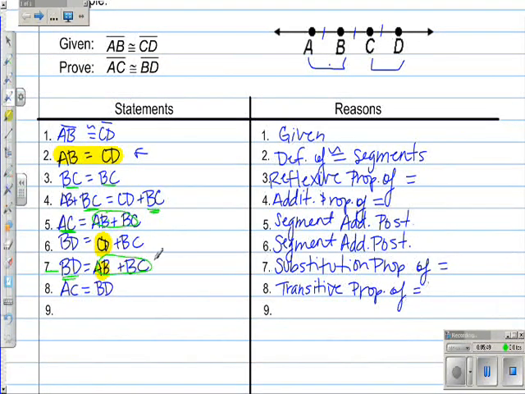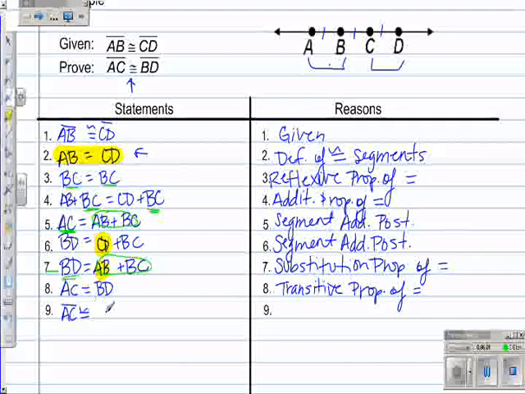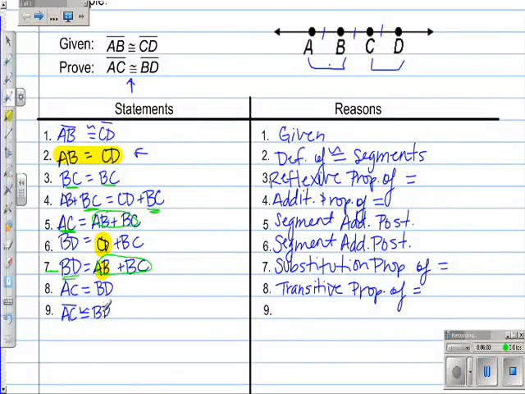of equality. Again, we're still in equals, and so the only way we can change from equals to congruence, because our proof statement is a congruent statement, is we can now say the length of AC is congruent to the length of BD by our definition of congruent segments.